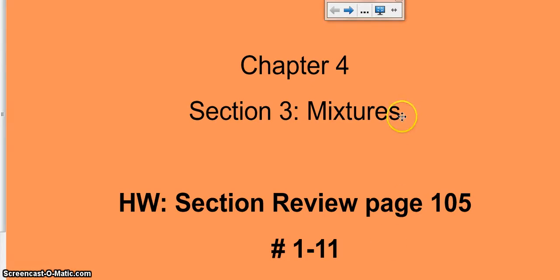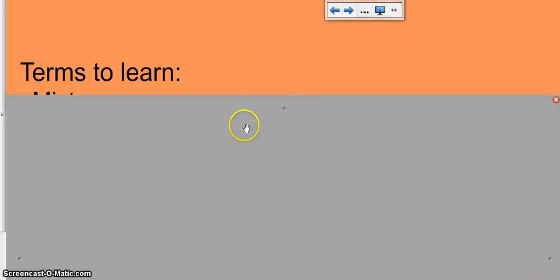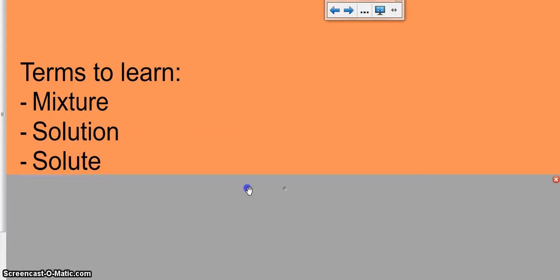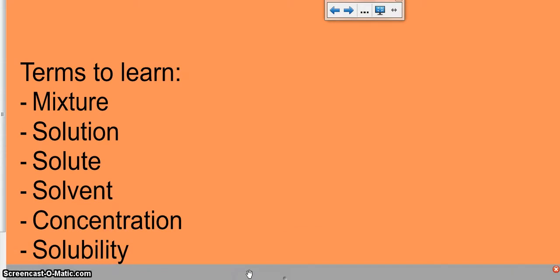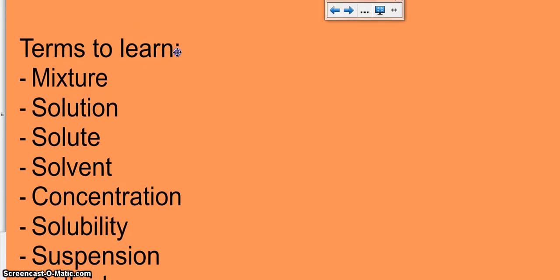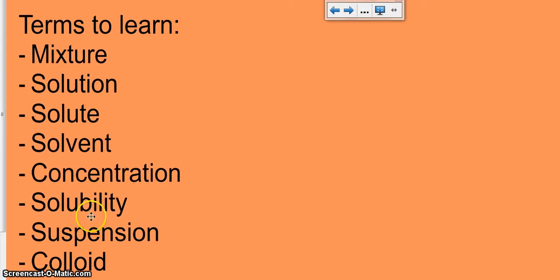And let's get started. So in section 3 we have mixtures, and next page you're going to see that we have quite a few terms to learn. Mixture, solution, solute, solvent, concentration, solubility, and, if I can move it up, we have suspension and colloid. Okay? These are 1, 2, 3, 4, 5, 6, 7, 8 terms that you really need to know. They sound very similar, but we're going to decipher them during this lesson.